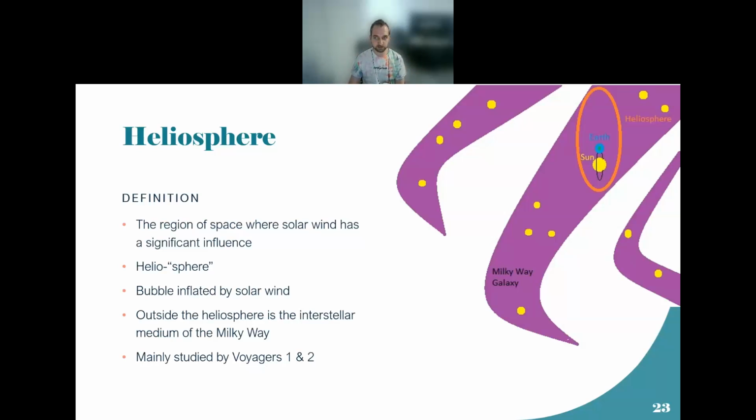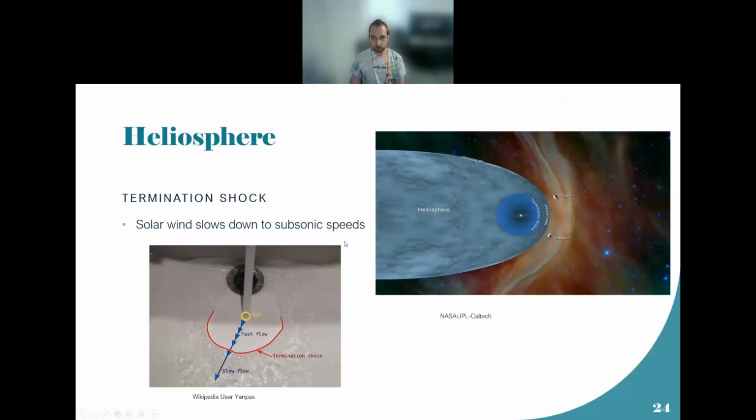And outside of the heliosphere would be called the interstellar medium, the medium in between stars of the Milky Way. And this heliosphere is mainly studied by two satellites called Voyager 1 and Voyager 2. Okay, so let's learn about the parts of the heliosphere.